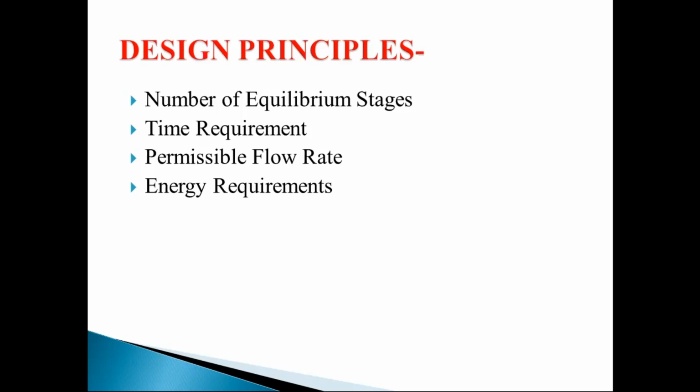So what is the meaning of number of equilibrium stages? In order to determine the number of equilibrium stages required in a cascade, what is the meaning of cascade? It means a process occurring in different stages, known as a cascade process. In order to determine the number of equilibrium stages required in a cascade to bring about a specified degree of separation, or the equivalent quantity for a continuous contact device, the equilibrium characteristics of the system and material balance calculations are required.